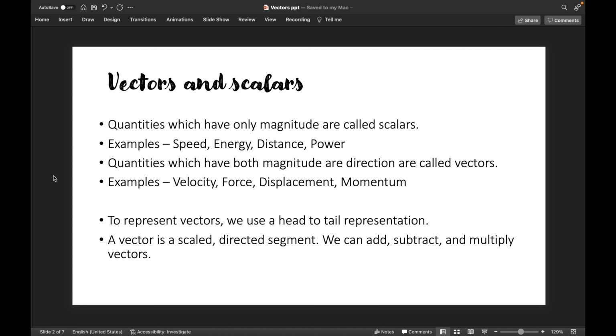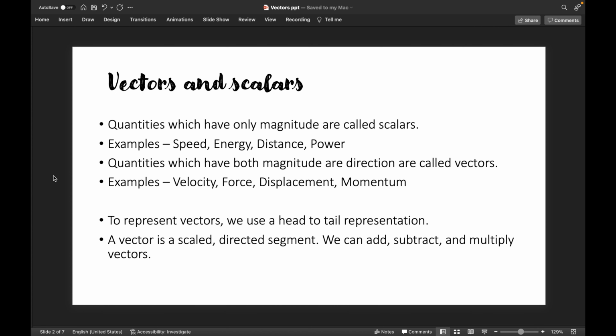If I walk at 2 meters per second to the right, that would have the same speed as walking to the left at the same speed. Here, the speed is the same, but the velocity is not the same. In the first example, it's going to be plus 2 meters per second, and in the second one, it's going to be negative. This is because vectors have direction. So quantities which have both magnitude and direction are called vectors. The examples are velocity, force, displacement, and momentum.